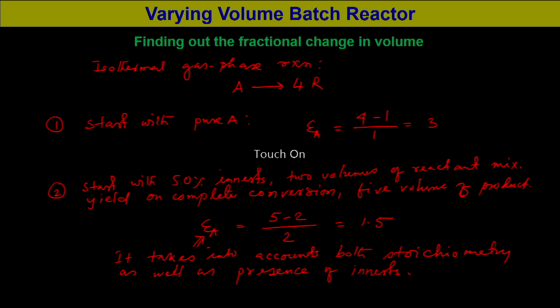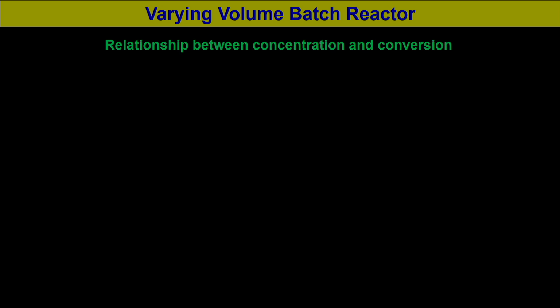So, now we will see the relations between the concentration and the conversion. Concentration versus conversion relationship for varying volume batch reactor. We know that Na, the moles at any time, is related to Na naught, the initial moles, into 1 minus Xa. This we have seen from the stoichiometry.